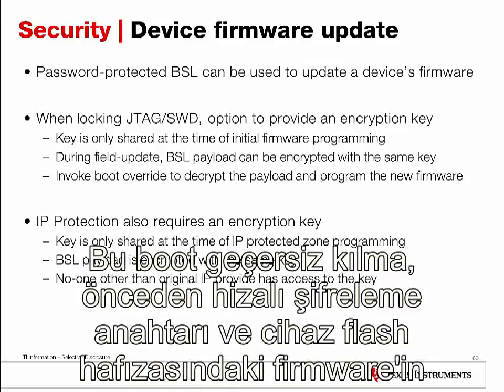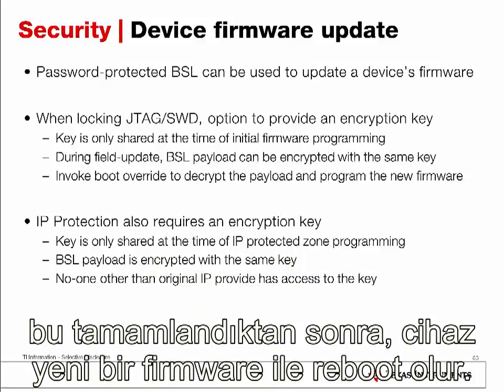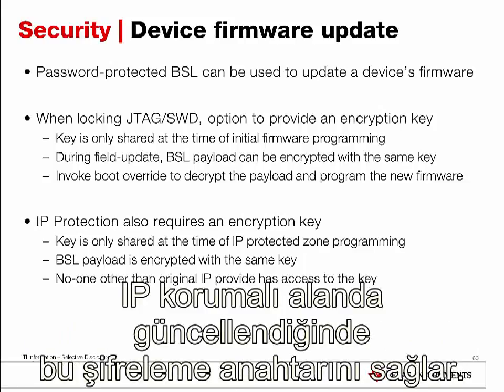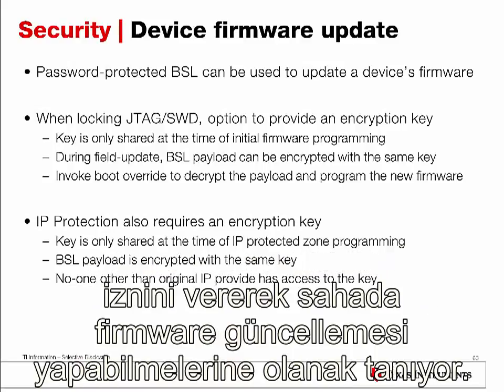So this boot override mechanism can then read out the message from the BSL and then decrypt the payload with a pre-aligned encryption key and program the decrypted image of the firmware to the device flash memory. Once it is complete, the device can then reboot and execute with the new firmware. The IP protected zones can also be updated given that an encryption key is provided. This is very crucial because it allows for IP vendors to securely provide the field firmware update without their customers getting access into the actual content of their firmware.